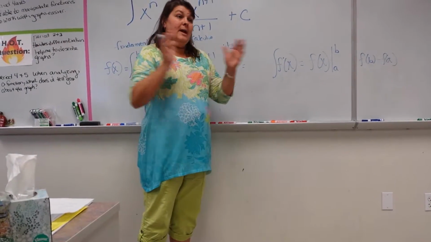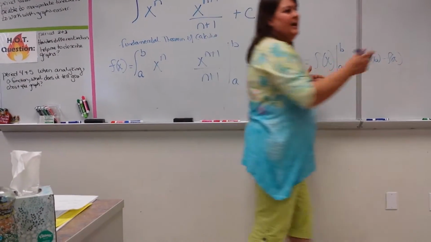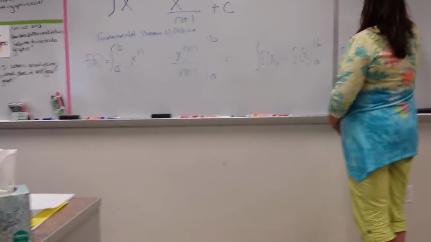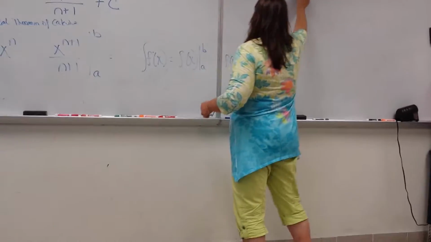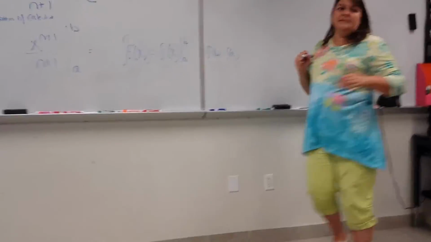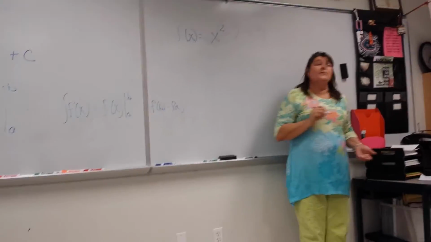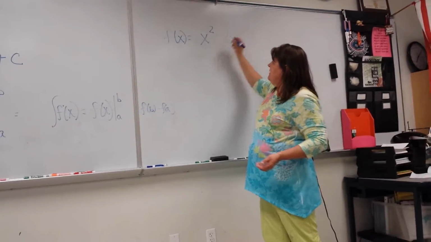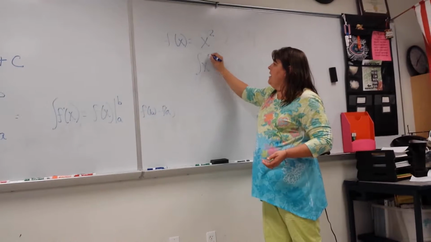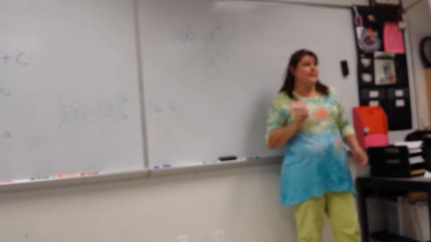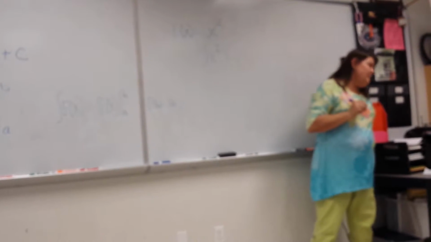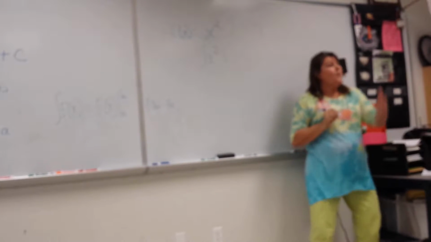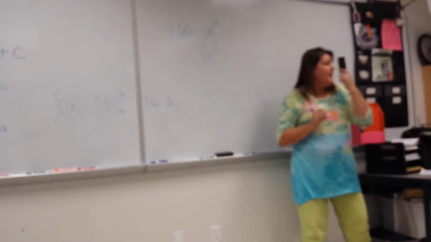If I know what range I'm going to work on, we'll do a basic one for now. Let's say my function is x squared, and I want to integrate that. The way I tell you to integrate it is I take the integral of x squared. So how do I find the integral of x squared? I add one to the exponent, and I put it over itself, right?